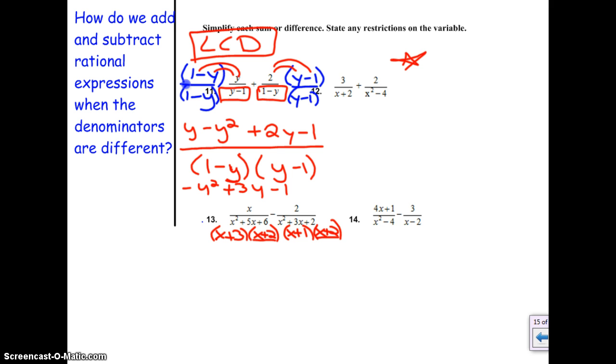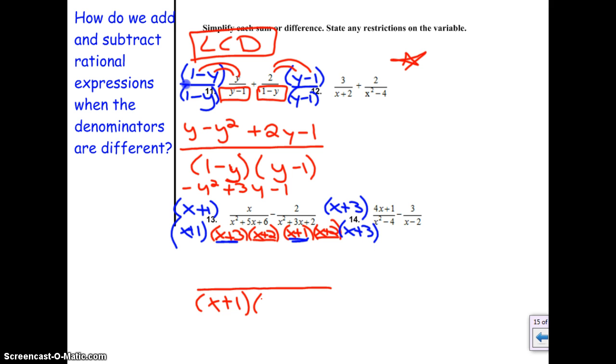My left-hand fraction needs to have an x plus 1 in order for it to be common, which means I need to multiply both numerator and denominator by x plus 1. The right fraction already has x plus 1. It needs an x plus 3. So I'm going to multiply both my numerator and my denominator by x plus 3. That now makes my common denominator x plus 1, x plus 3, and x plus 2. So all three of those are now part of my common denominator because they show up in both.